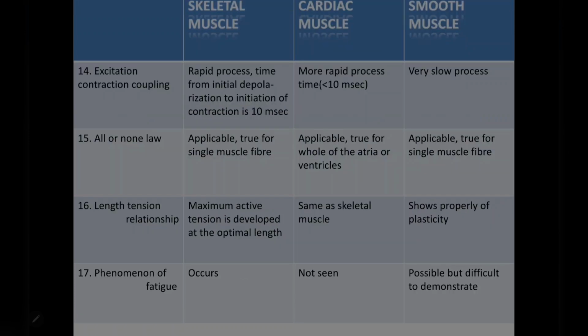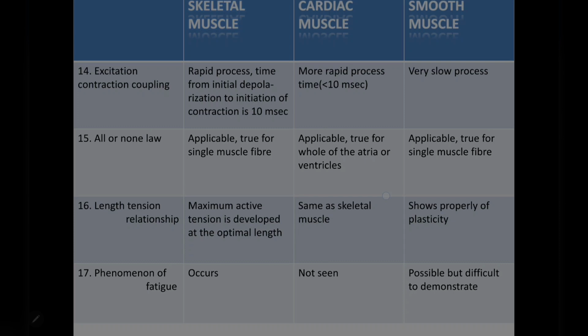And the next one is excitation contraction coupling. In skeletal muscle, the rapid process time from initial depolarization to initiation of contraction is 10 milliseconds. In cardiac muscle, it is a more rapid process, and in smooth muscle, it is a very slow process. And number 15 is the all and none law.